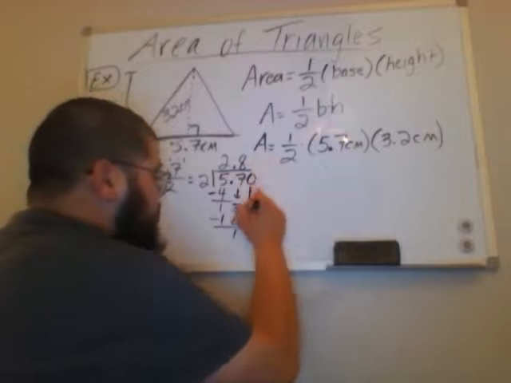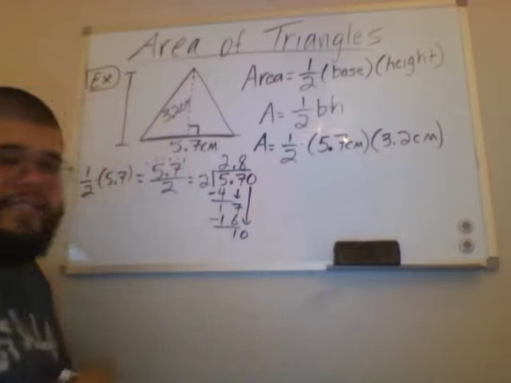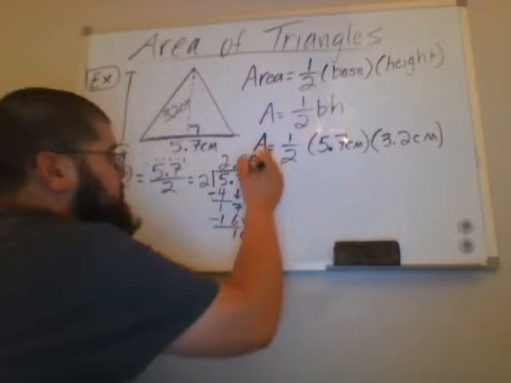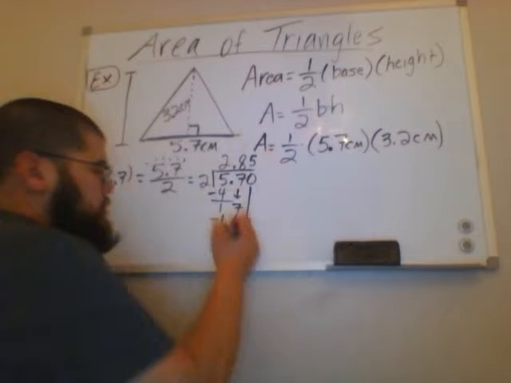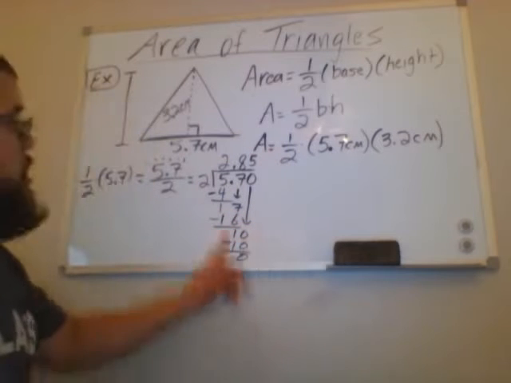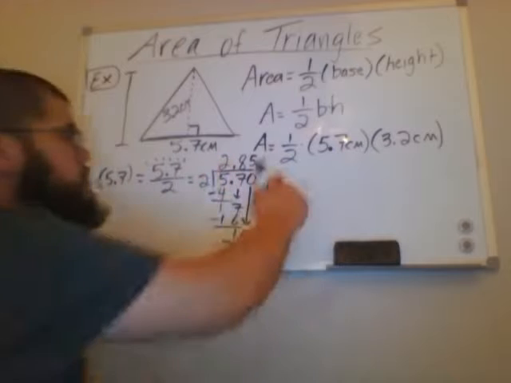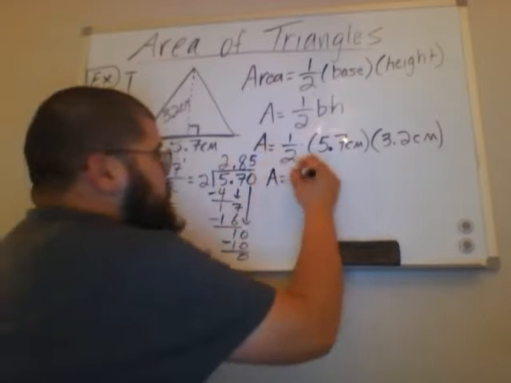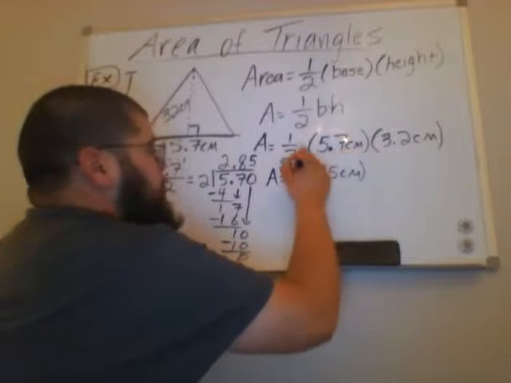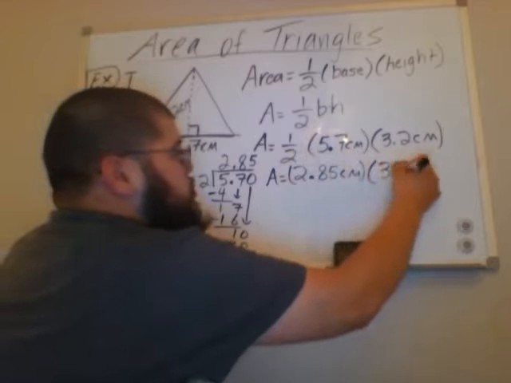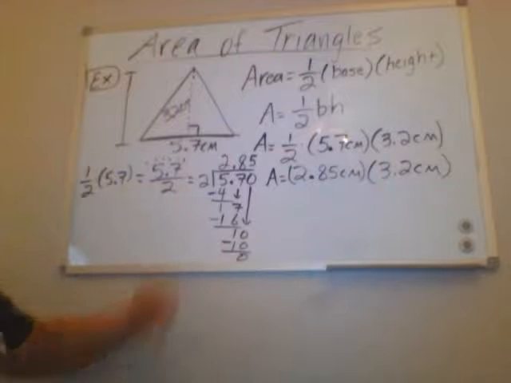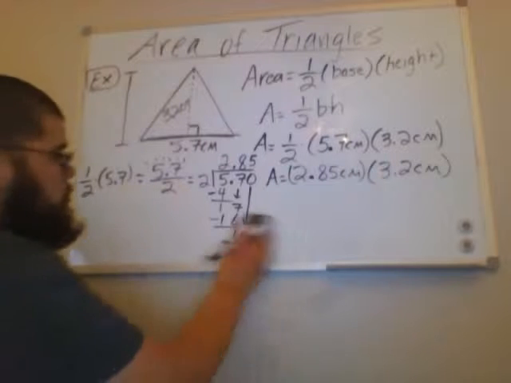Bring down another 0 because we know that 5.7 is the same thing as 5.70. So 2 goes into 10 5 times. Put the 5 above the 0 that we brought down. 2 times 5 is 10. 10 minus 10 is 0. And so we have no remainder, which means that 2.85 is our quotient. And so A now equals 2.85 centimeters times 3.2 centimeters. You can pause the video to see how I did this division.